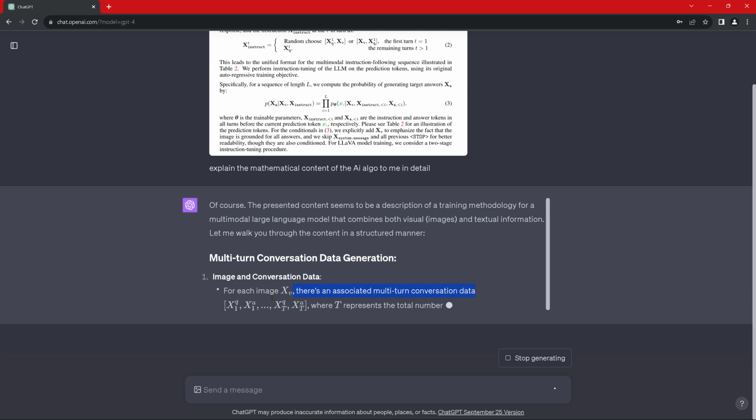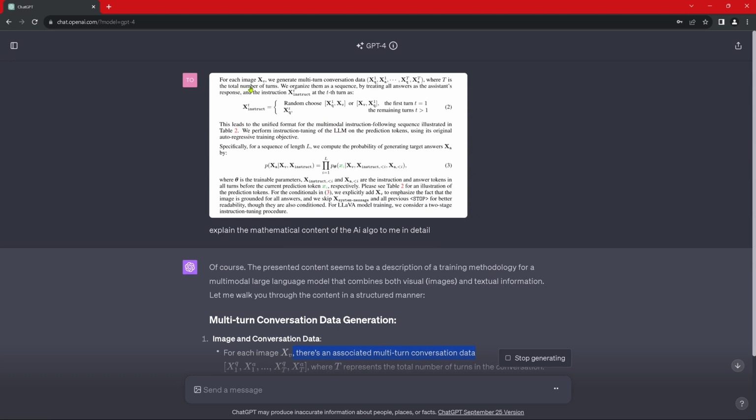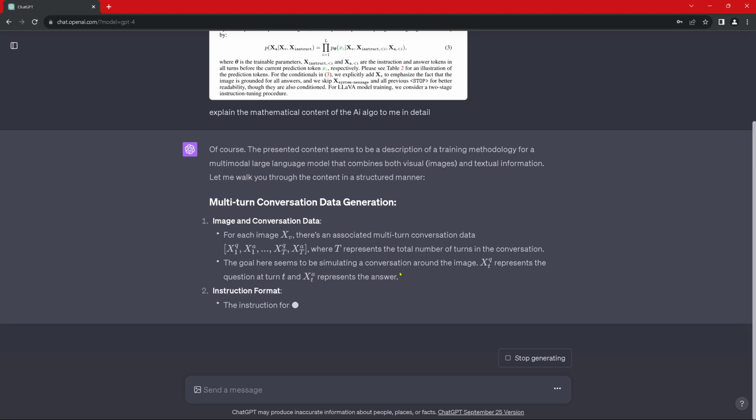associated multi-turn conversation data, where T is the total number of turns in a conversation. Yeah, this is correct. The goal here seems to be stimulating a conversation around the image. Yes. The question in turn presents the answer. Yes. Instruction tuning, instruction formatted tuning. Yes, this is true.